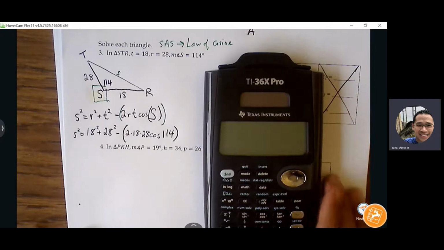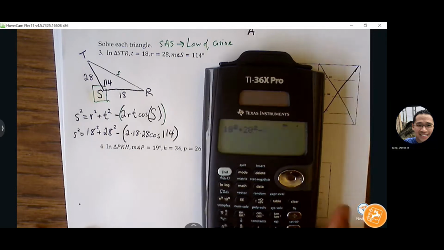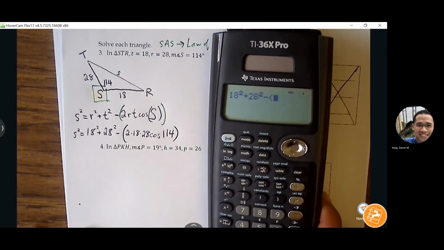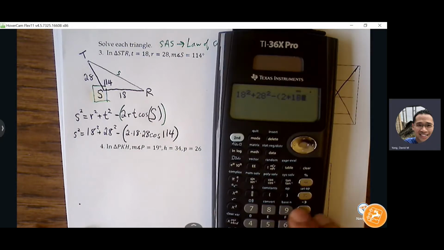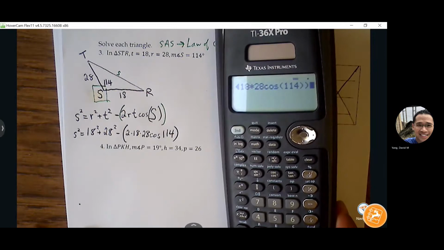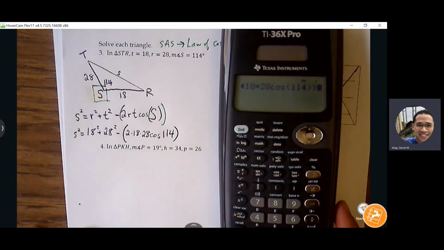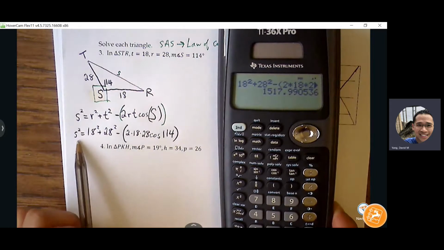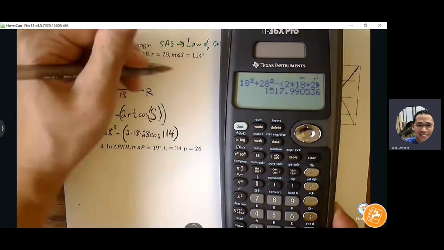Okay, let's practice entering that in. Parentheses. Make sure you're in degree mode. It's a pretty large number, but we're going to be taking the square root so we can get from S squared down to S.